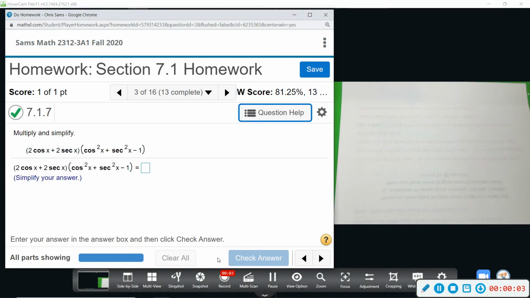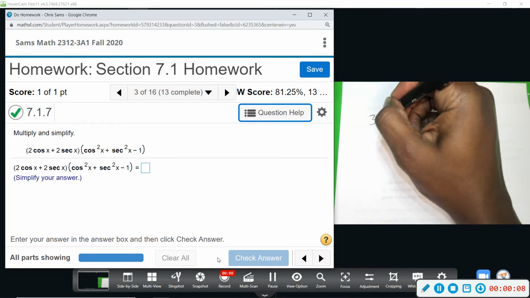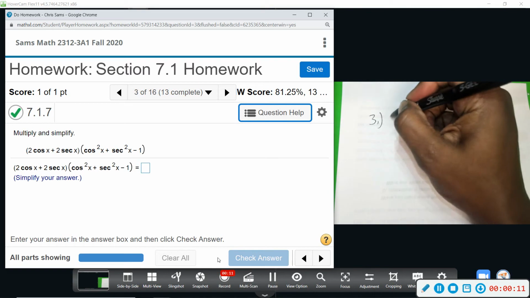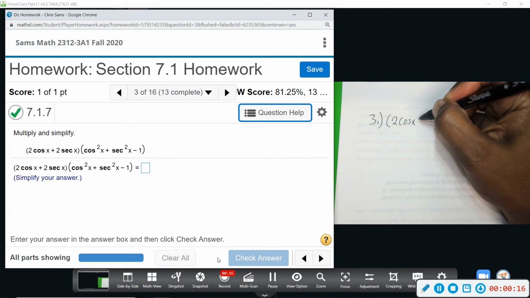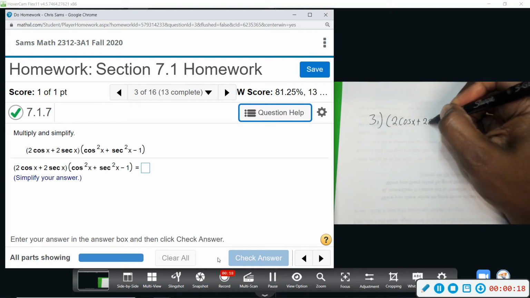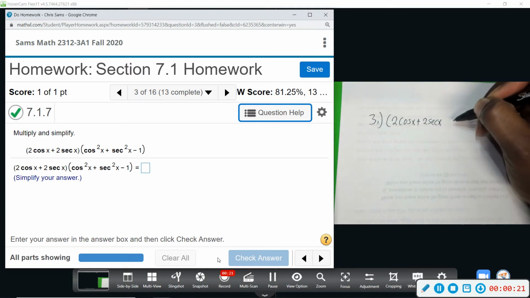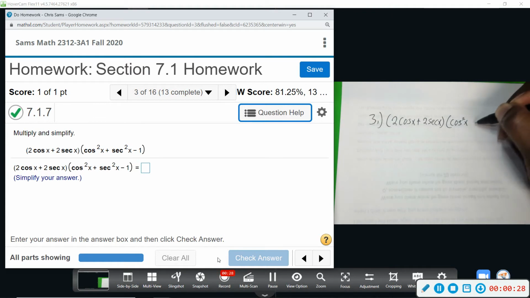All right, number 3, we want to multiply and simplify this expression. Okay, so we're going to start out with 2 cosine x plus 2 secant x times cosine squared x plus secant squared x minus 1. So first, what I'm going to do is go ahead and distribute.